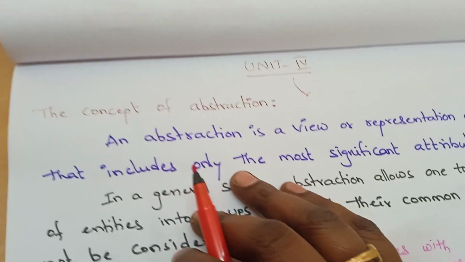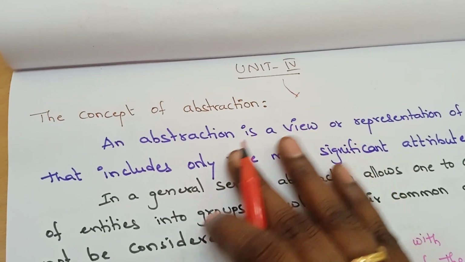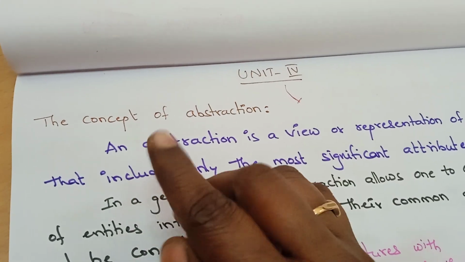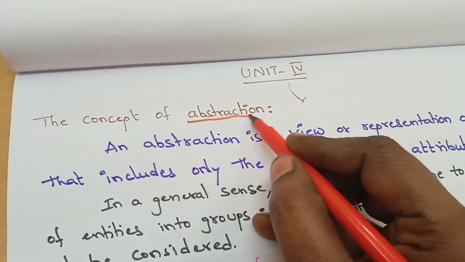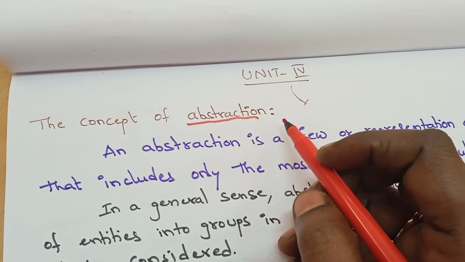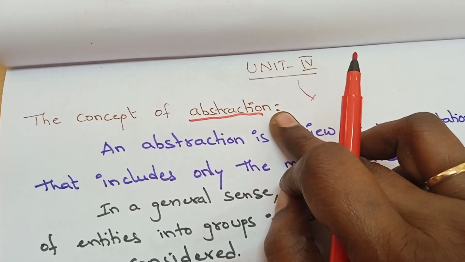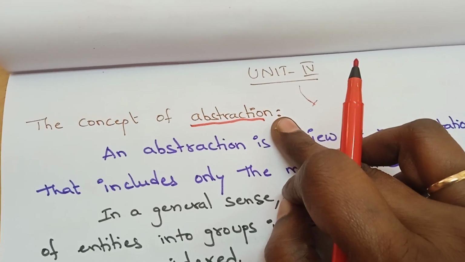Hello everyone. This video will cover the first concept of Unit 4 of PPL. The concept is the concept of abstraction. In the world of programming languages, abstraction is a weapon against the complexity of programming.